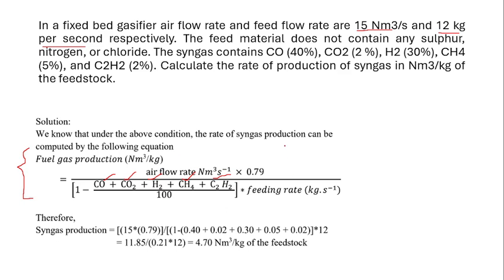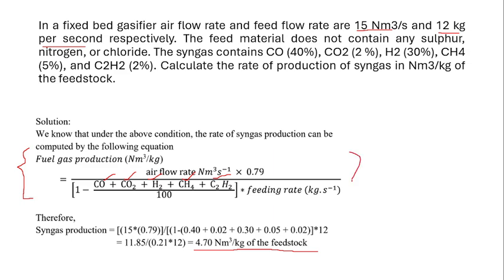Simplify all the things: multiply 50 with 0.79, add all these percentages and subtract it from 1, multiply it with 12. It will be 11.85 divided by 0.21 into 12. So the final value is 4.7 Newton meter cube per kg of the feedstock. This is how we can calculate the amount of syngas produced after the gasification process.